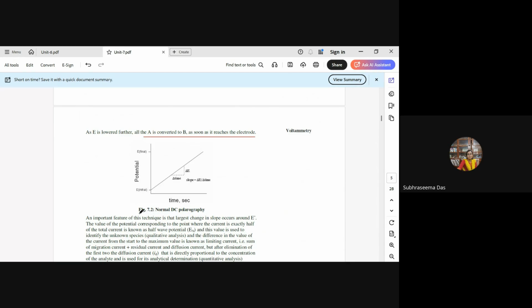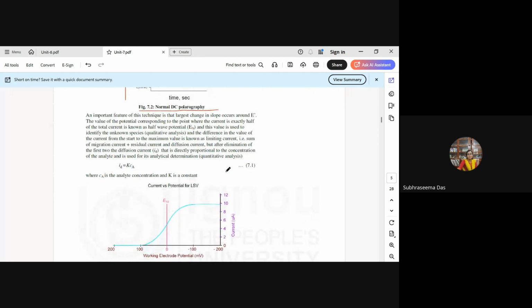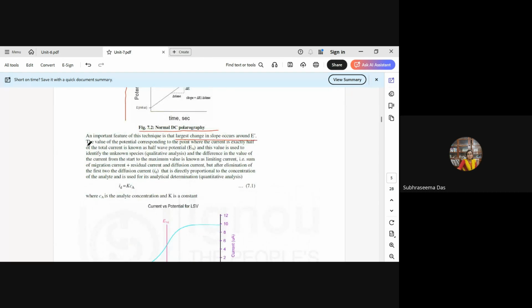This figure 7.2 is a normal DC polarogram, and this is the potential diagram that has been shown for normal DC polarography. An important feature of this technique is that the largest change in slope occurs around E0. The value of the potential corresponding to the point where the current is exactly half of the total current is known as the half-wave potential, and this value is used to identify unknown species. The difference in the value of the current from the start to the maximum value is known as the limiting current.